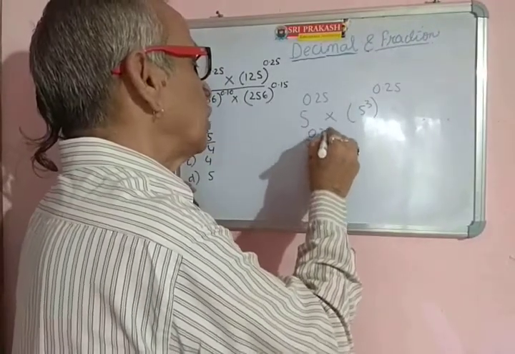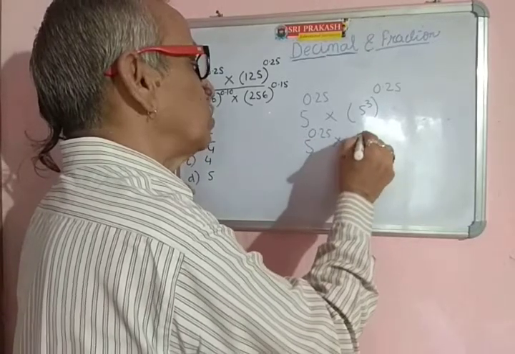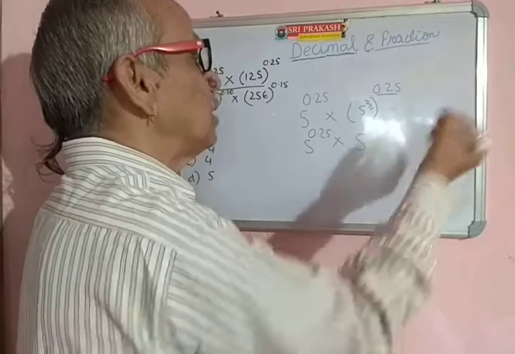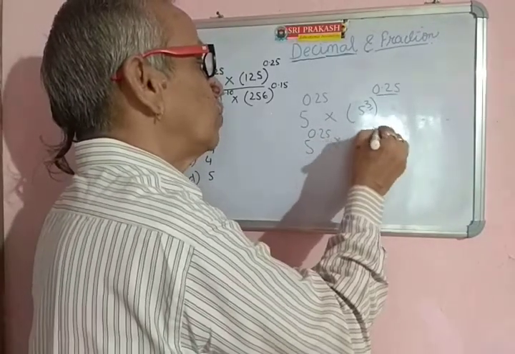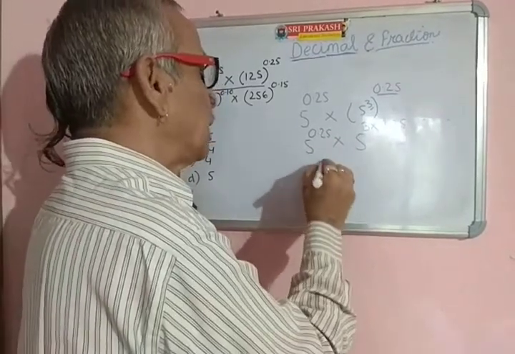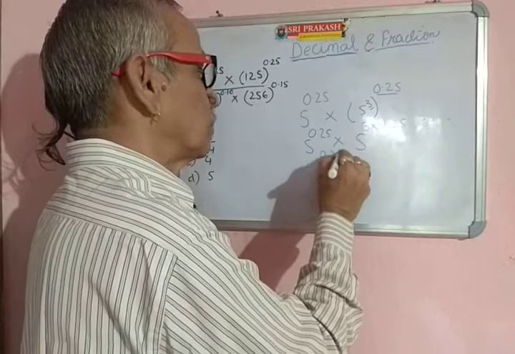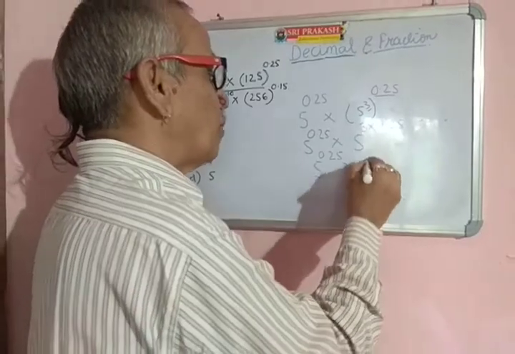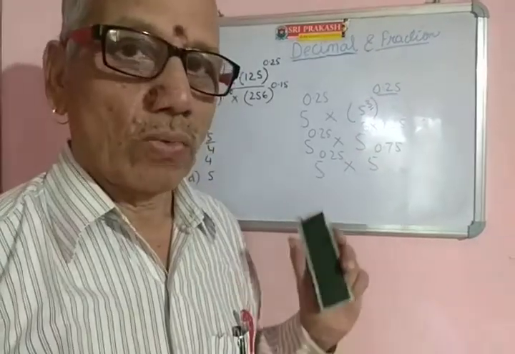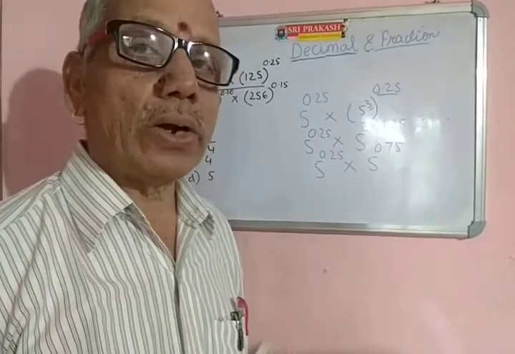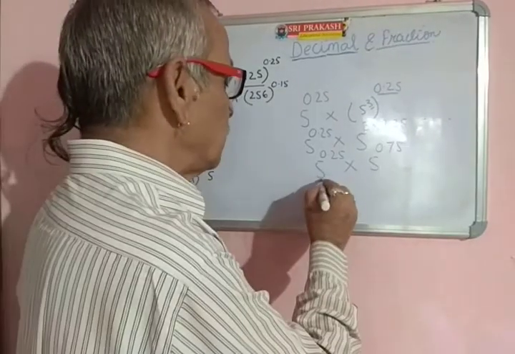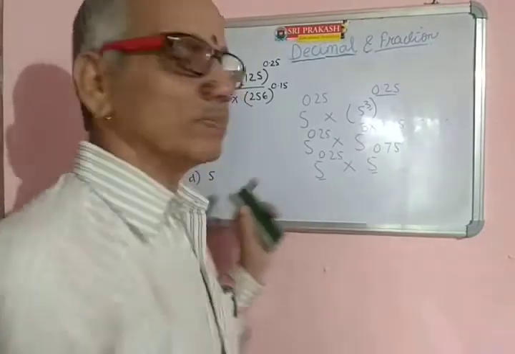So you can simplify that as 5 to the power of 3 into 0.25, you have to multiply. So again let us simplify this. If you multiply 3 and 0.25, what you get? 0.75. So 5 to the power of 0.75. So here you see, base is same.